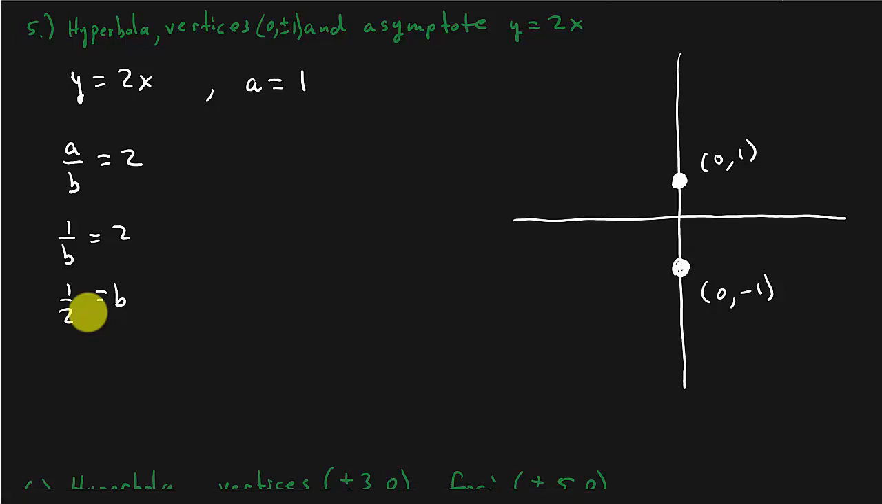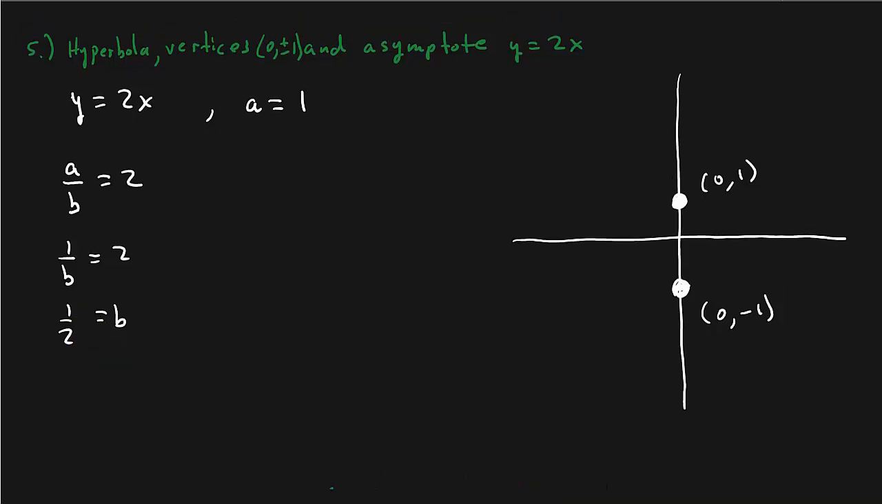All right, so, is that all we need? All right, so we've got everything we need. We've got A, we've got B. Now, let me say this.